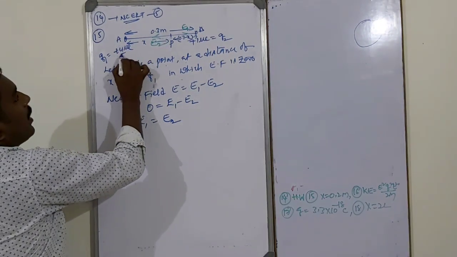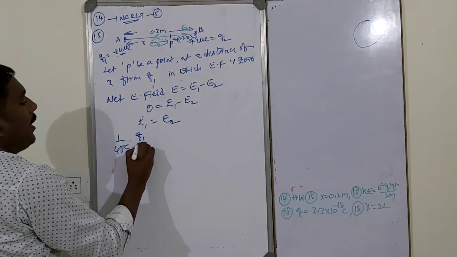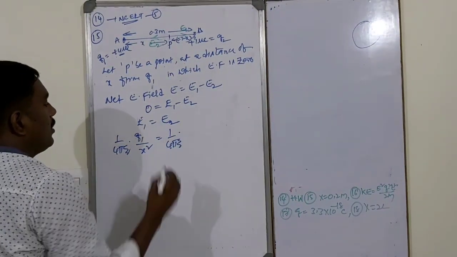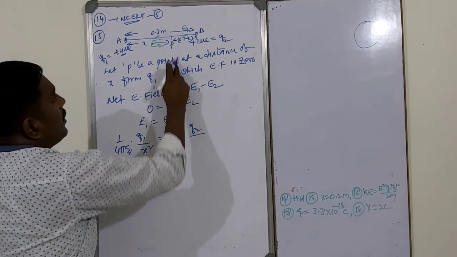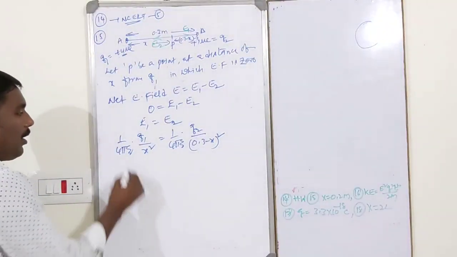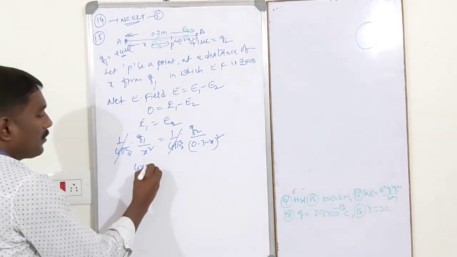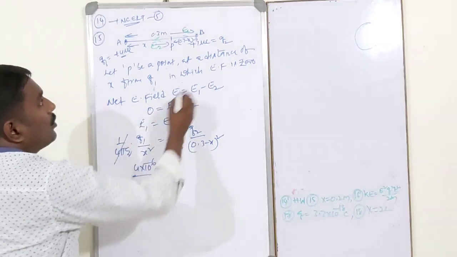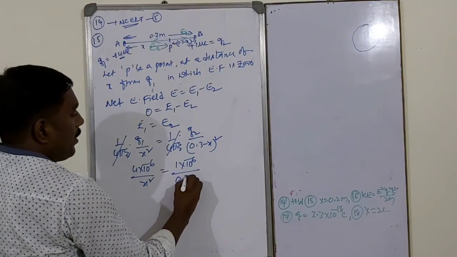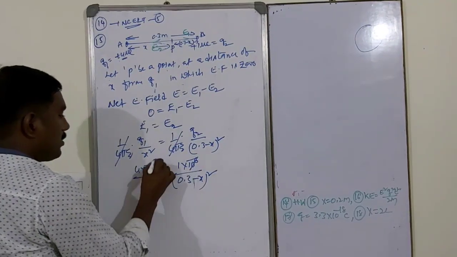The electric field created here by this charge is E1. So 1 by 4 pi epsilon naught Q1 by distance, what? x. That is x square. That is equal to the same 1 by 4 pi epsilon naught Q2 divided by distance, which is 0.3 minus x, whole square. Okay, 1 by 4 pi epsilon naught cancels out. What is the value of Q1? 4 micro, divided by x square, is equal to Q2, 1 micro. That is 1 into 10 power minus 6 divided by 0.3 minus x whole square. Okay, minus 6 cancels out.